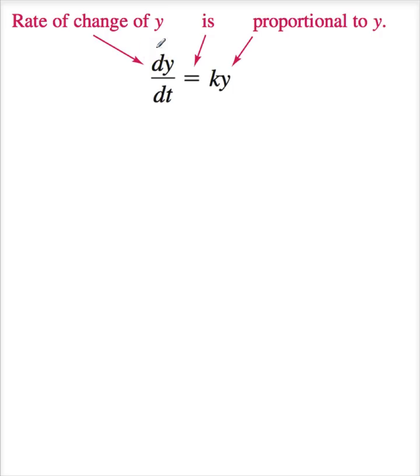And what I need you to do is read the rate of change of y as dy/dt. Okay? That becomes that part of your problem. It always equals and is proportional to y. Now, k is our proportionality constant and y is of course our variable.